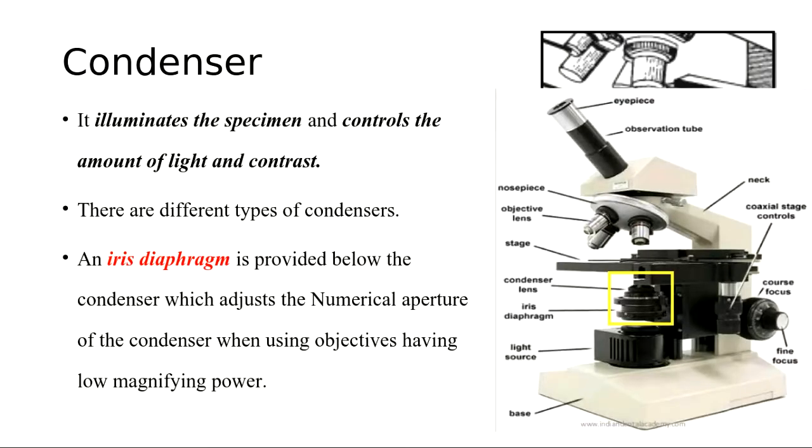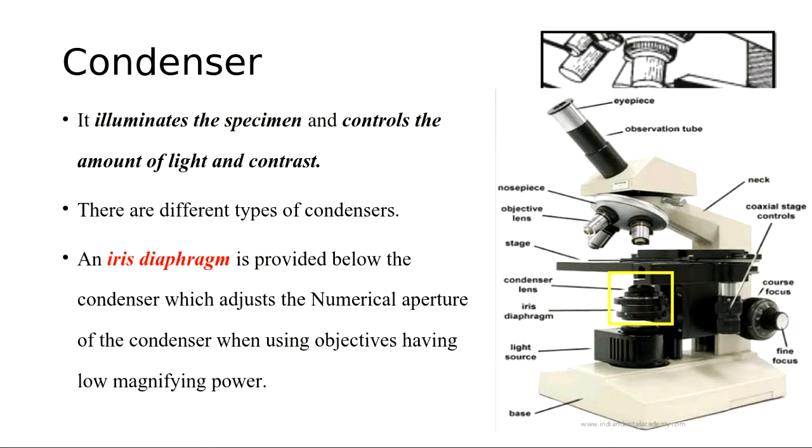Condenser. So what is the condenser? The condenser illuminates the specimen and controls the amount of light and contrast. The yellow box you can see, that is the condenser. It illuminates the specimen, it lights up the specimen, and controls the amount of light and contrast. How much light should come, how much should not come, it will control.